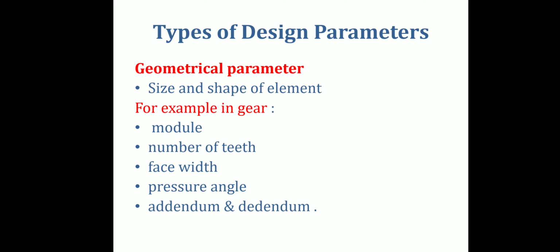Remember that all three design parameters are somehow interlinked. For example, if you select a material with high strength for a gear, this will satisfy the functional requirement of power transmission. Also, it will reduce the size of the gear. This is how the design parameters are interlinked or interdependent.